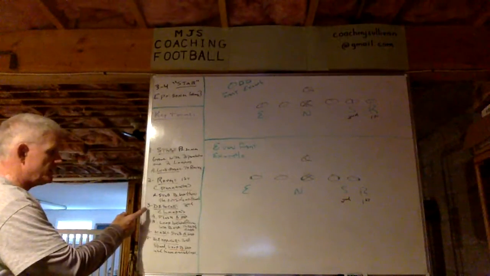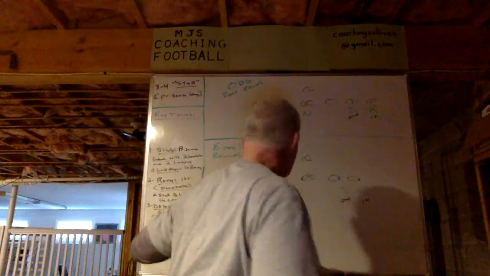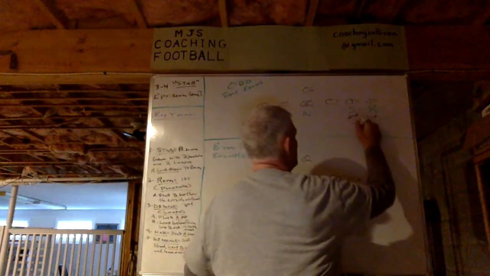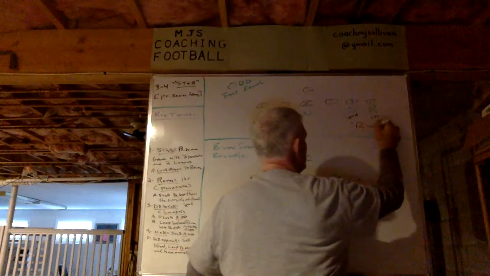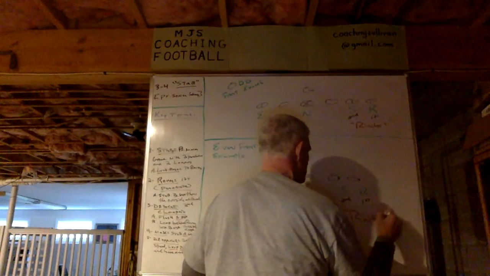So then number 3, the defensive end to the call. So in both cases here, these are Ringo, right? Because the rover is on the right.